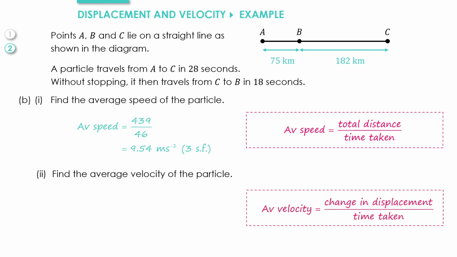For the average velocity, we use the formula change in displacement over time. The change in displacement was 75 metres. The time taken is the same as in the last part, so we're going to do 75 divided by 46. Pop that into your calculator, you get 1.63 metres per second squared, rounded to 3 sig fig.